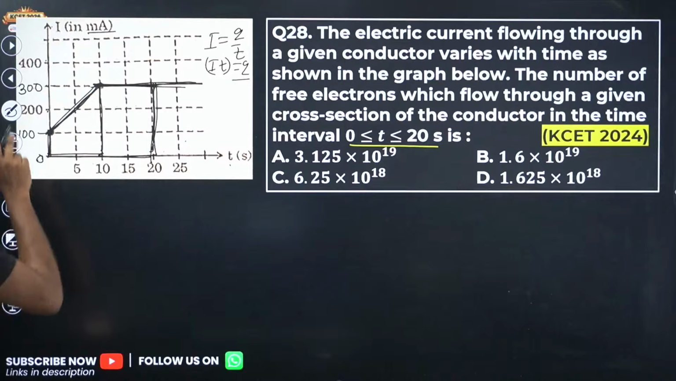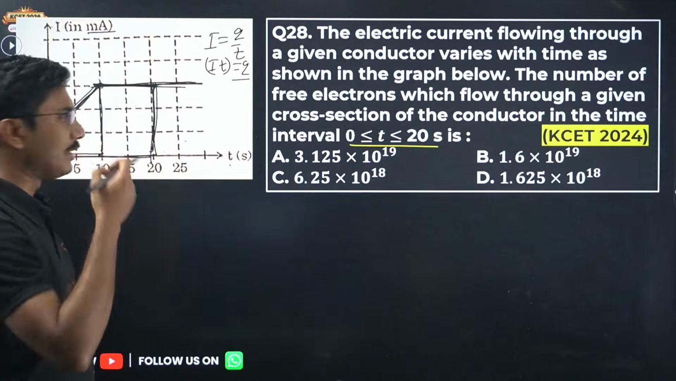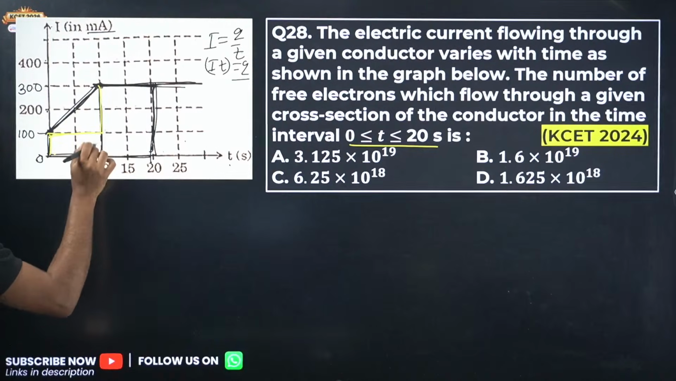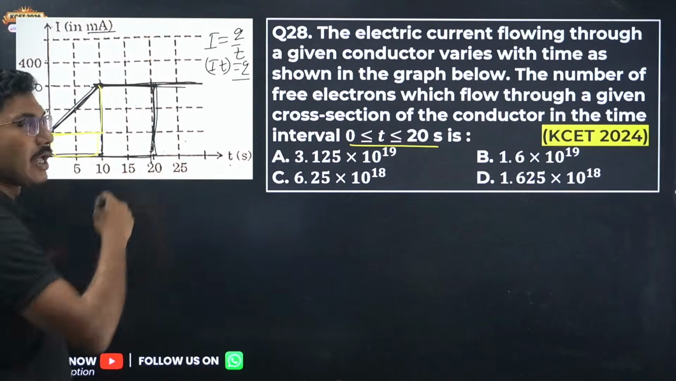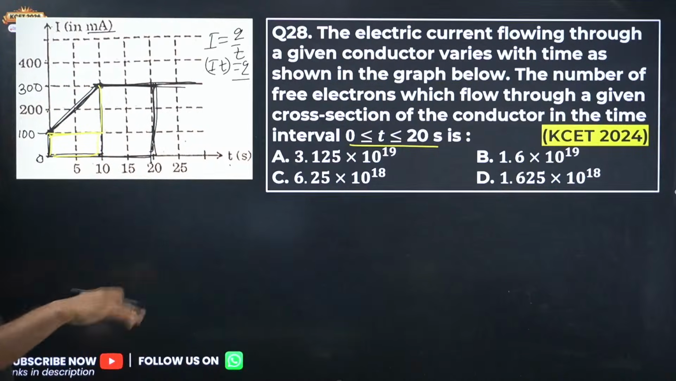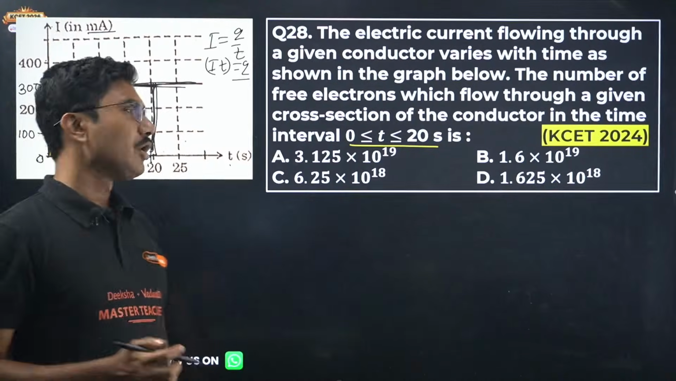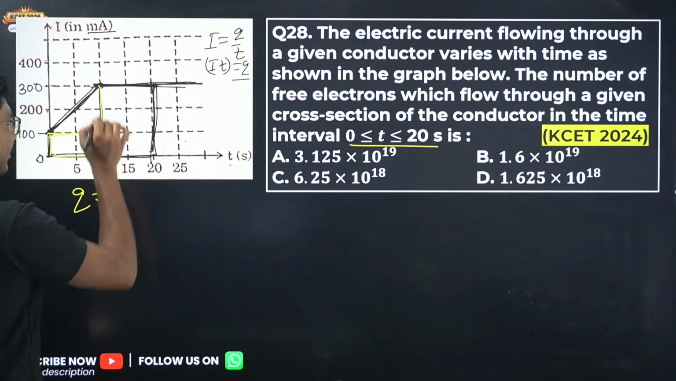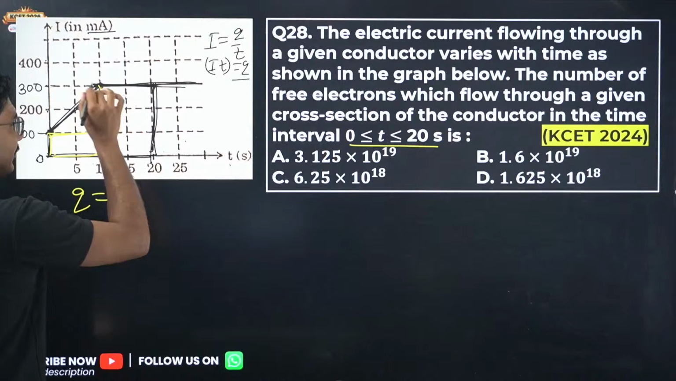Now the area of a trapezium can be calculated directly. You don't need to divide it into a triangle, one rectangle over here, then another rectangle over here. That will complicate the problem. You can directly use the area of a trapezium formula. So the total charge is basically the area of this trapezium plus the area of this rectangle.